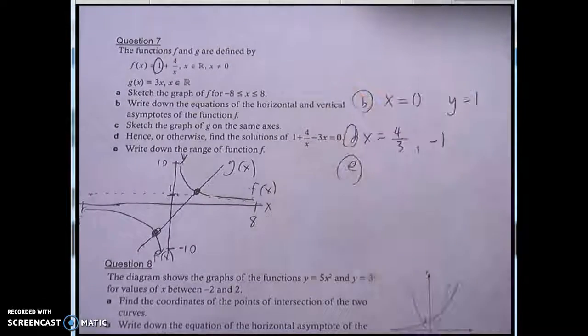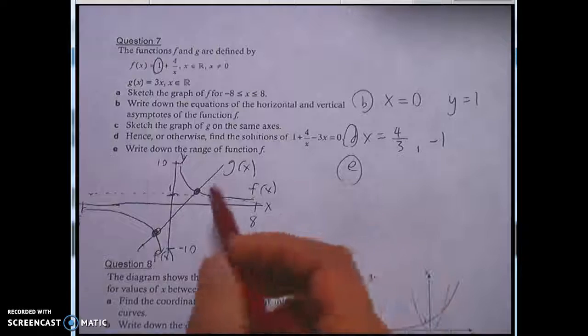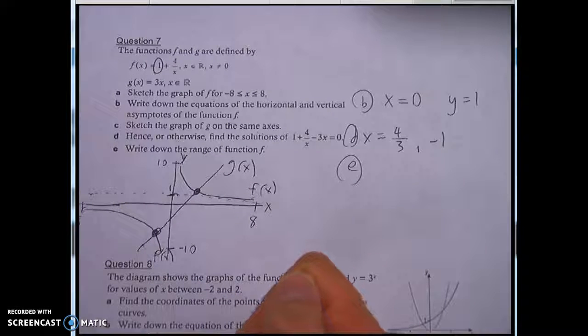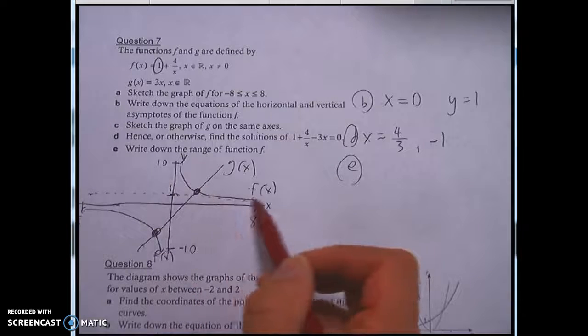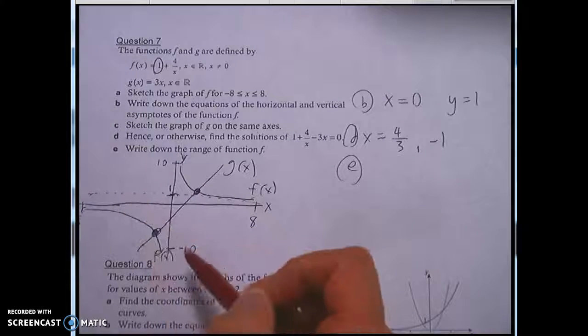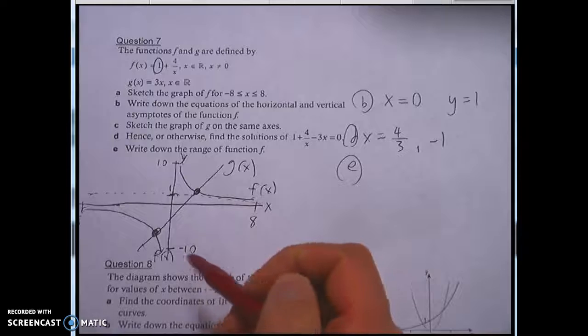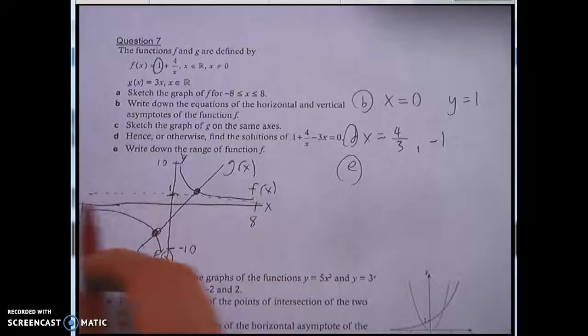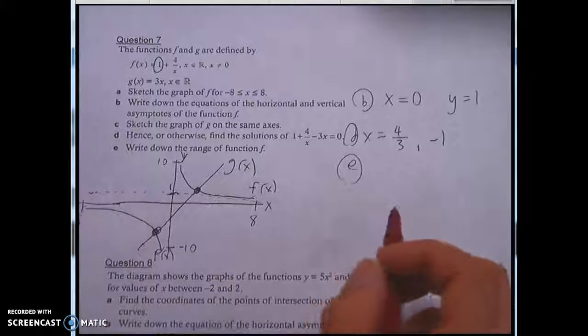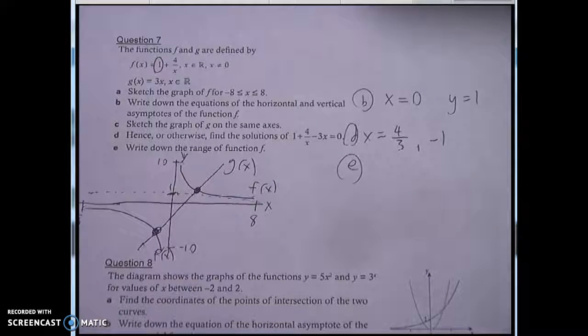Write down the range of the function f. So the function f is this rational function here, and it looks like it's every single value of y except this horizontal asymptote, y equals 1, because the function never crosses y equals 1.